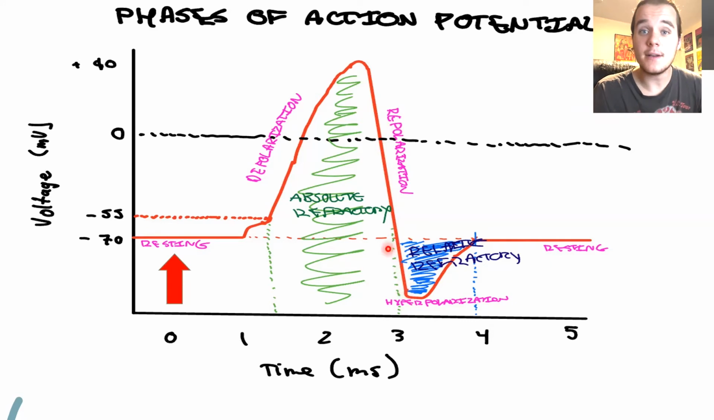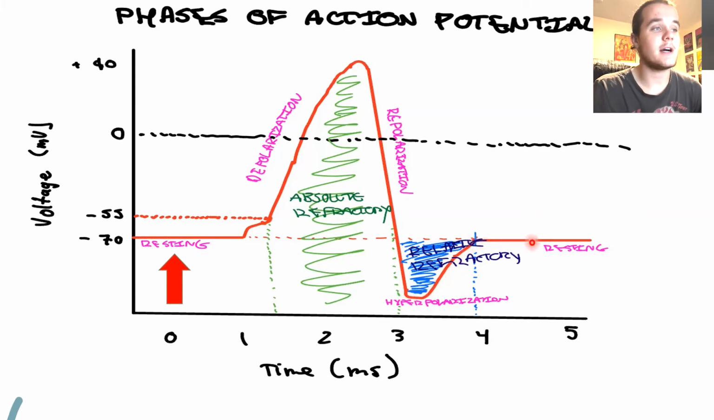However, because more voltage-gated potassium channels are open, it's actually going to overshoot the resting membrane potential. And as both of those, the voltage-gated potassium and sodium channels, start to inactivate, we'll slowly get back to resting.